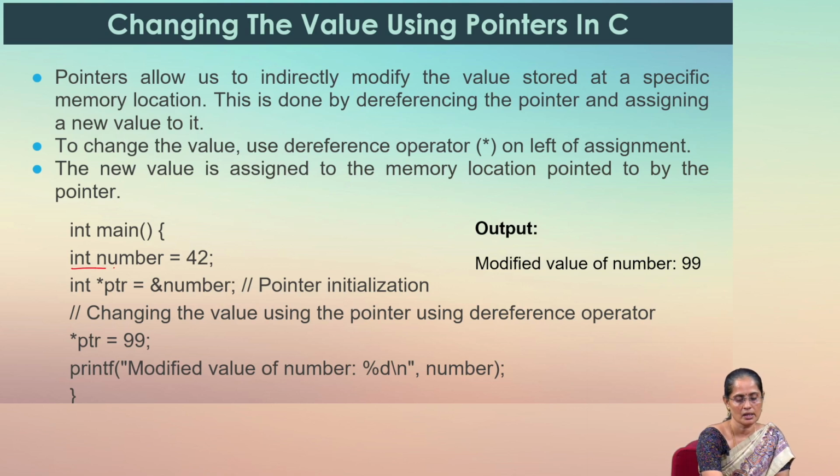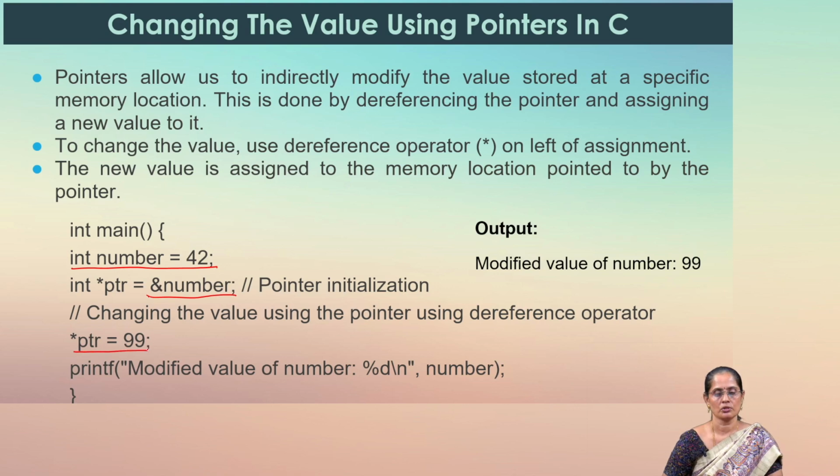So, here let us take an example of a variable number whose value is 42 and the address of number is now being stored in PTR, asterisk PTR, right. Now, the value of PTR is now changed to 99, right. But here you can see if you are trying to display the value, it would have been modified. As I have already told, since we are having direct access to the memory, whatever the changes we do with the memory location will be reflected, will be changed, will be modified, right.